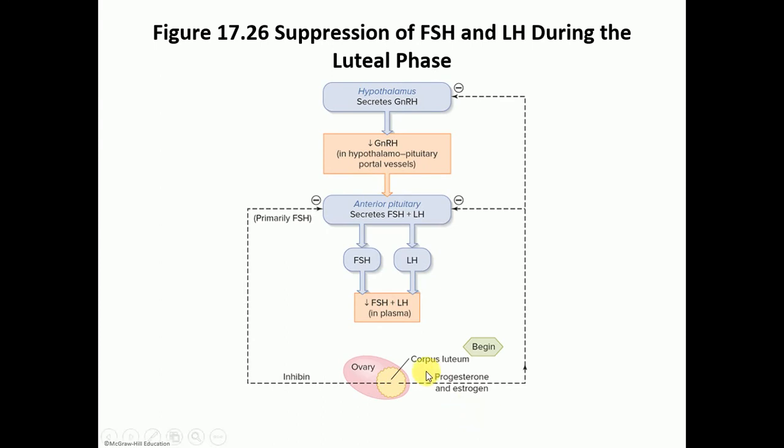Now, how is it that the progesterone is going to inhibit the production of hormones so that this cycle can end? Well, that progesterone, by negative feedback, is going to inhibit FSH and LH. It is also going to inhibit the gonadotropin releasing hormone release from the hypothalamus, while this corpus luteum is also making inhibin, and that inhibits the production of FSH.